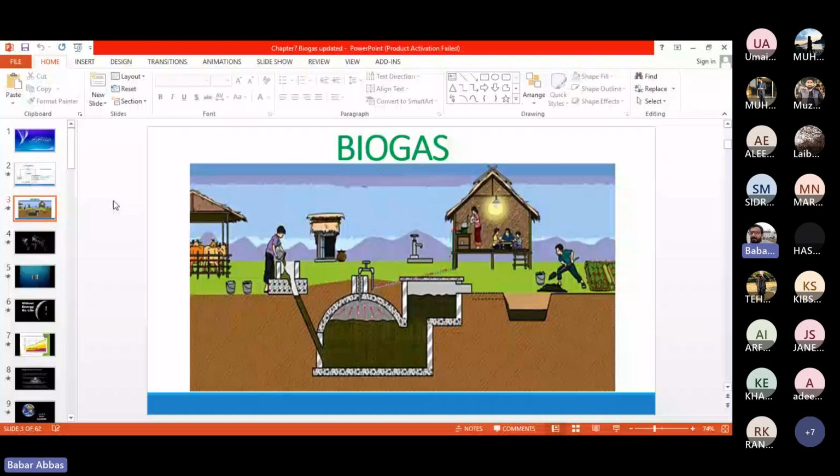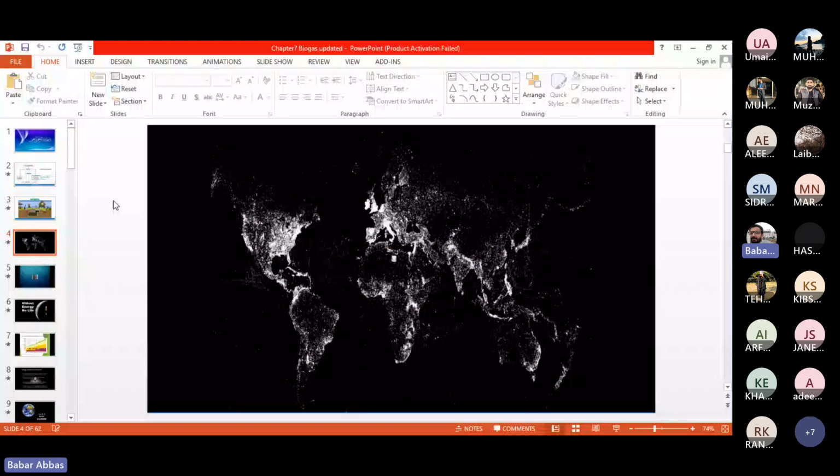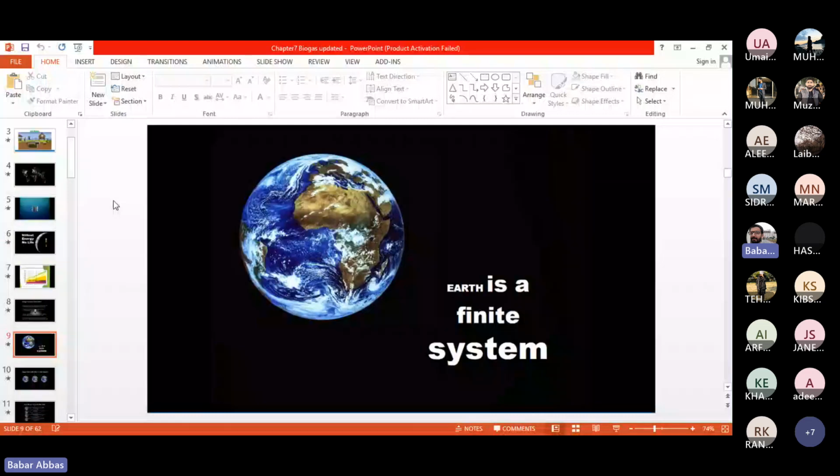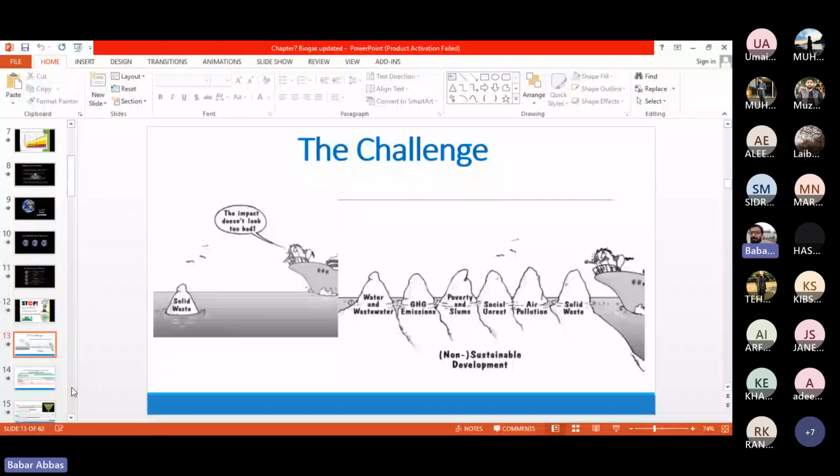So we came to know that there is a lot of energy consumption in the world, and there is a dire need to look into the different energy sources. And then we compared Pakistan with the other countries in terms of the energy provision. Then we came to know that there are very few chances of having another planet. Then we came to the challenge that it's not the solid waste, but the associated threats as well.